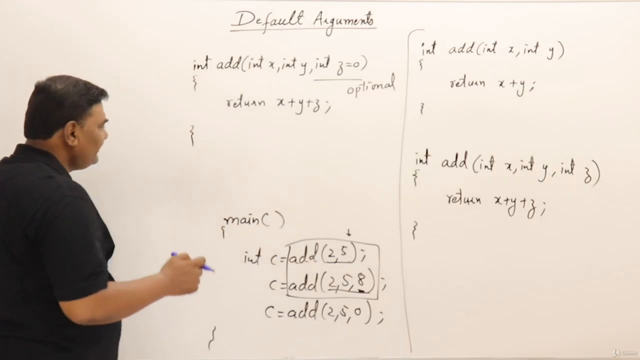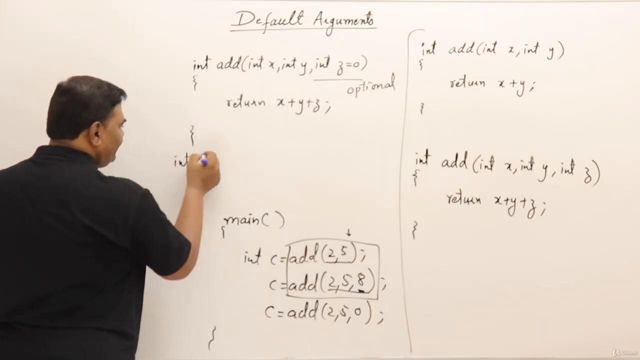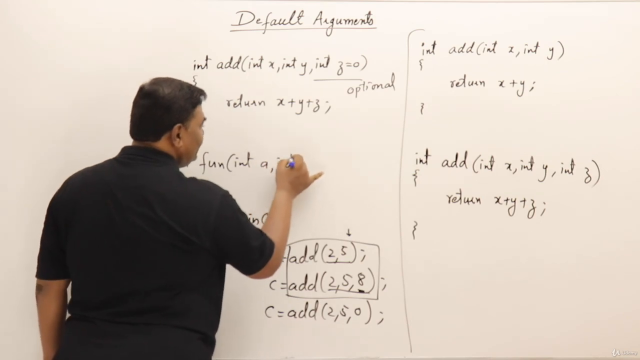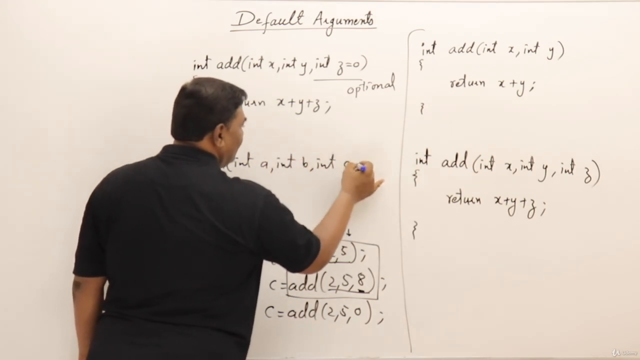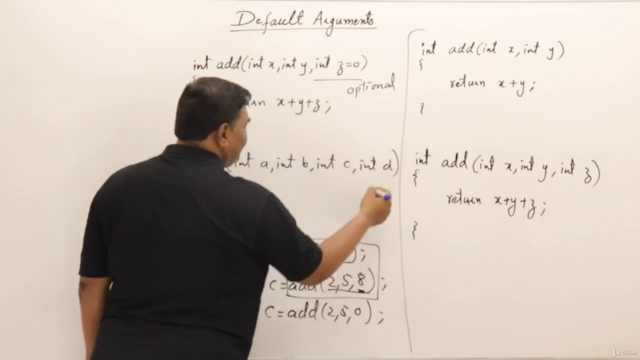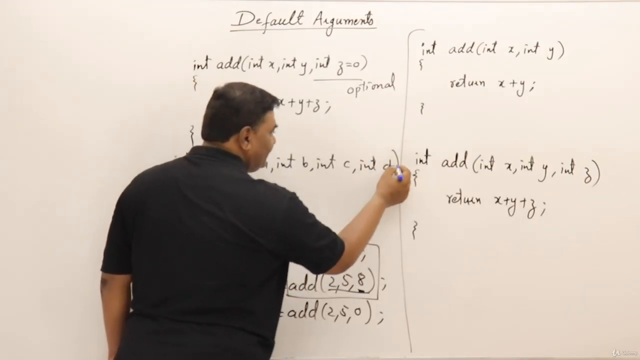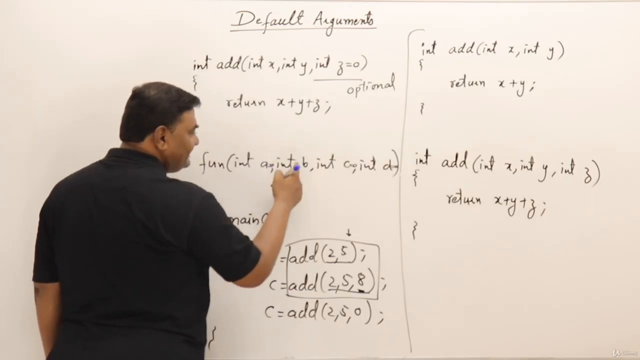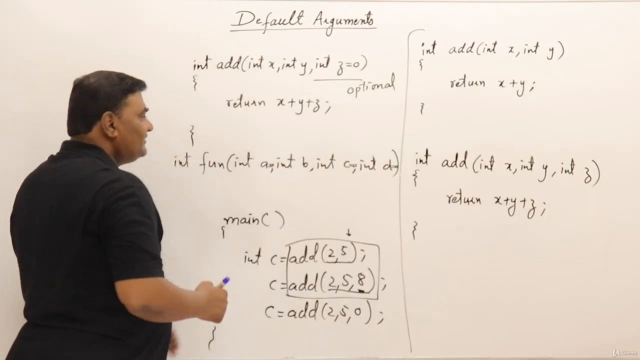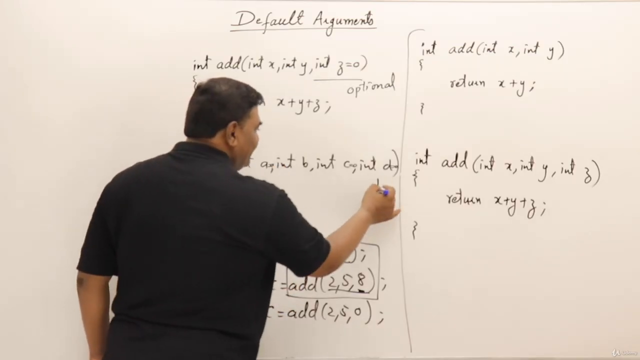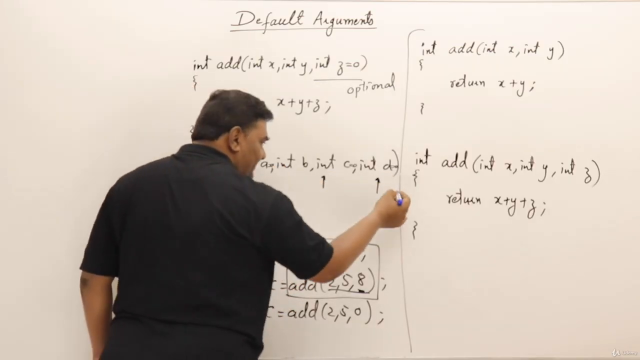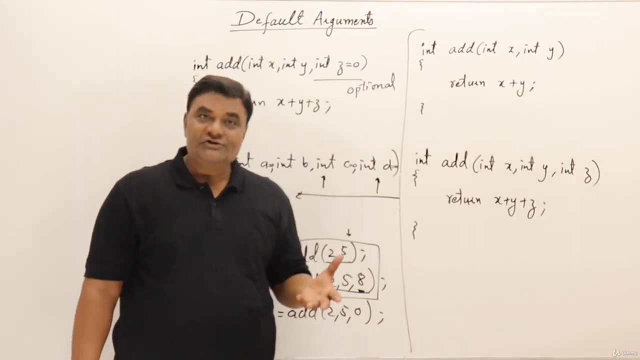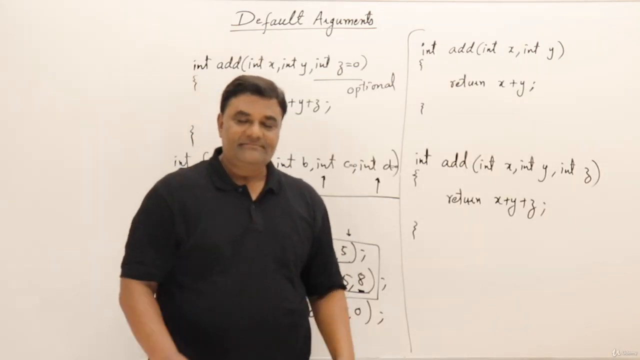Now one important thing about this. Suppose you have a function fun taking some arguments a, b, c and d, and if you want to make some default, then you should make default this one or this one. You cannot make this one default and skip this one, making it mandatory. So you should start making default arguments from right towards left without skipping any. I will show you these things practically. Let us check it there.